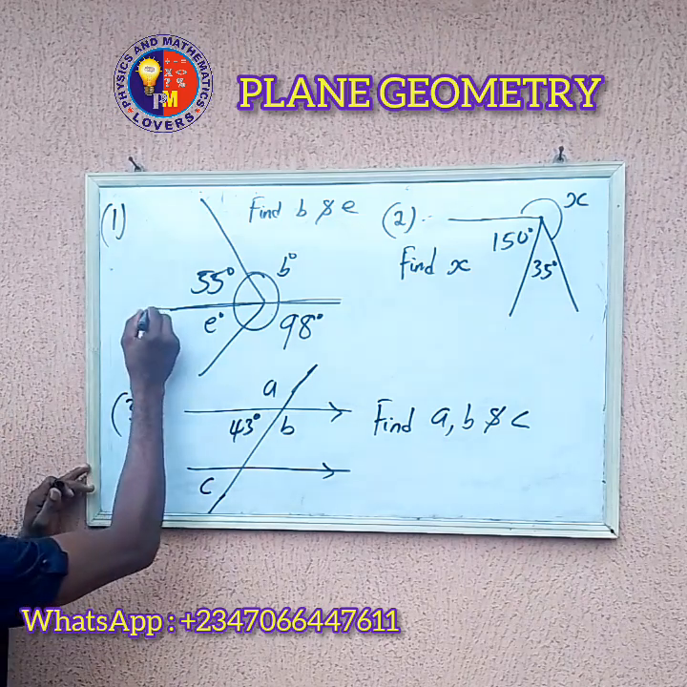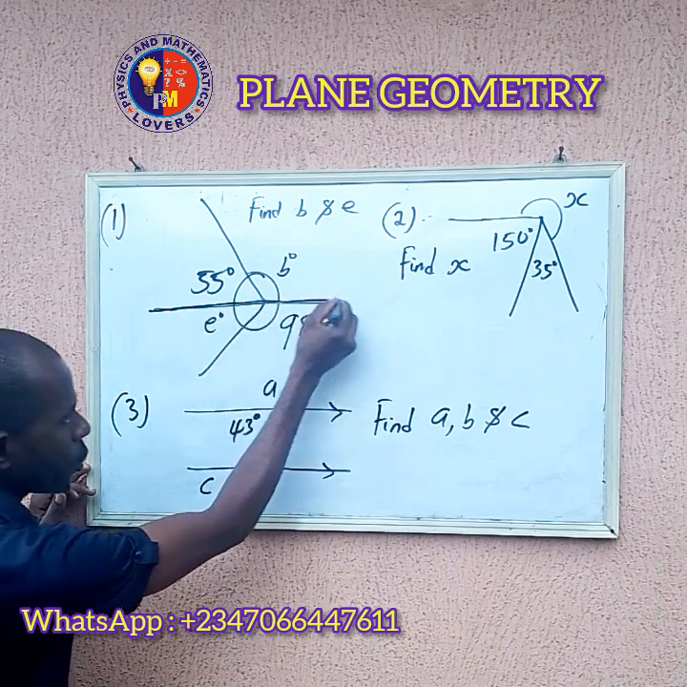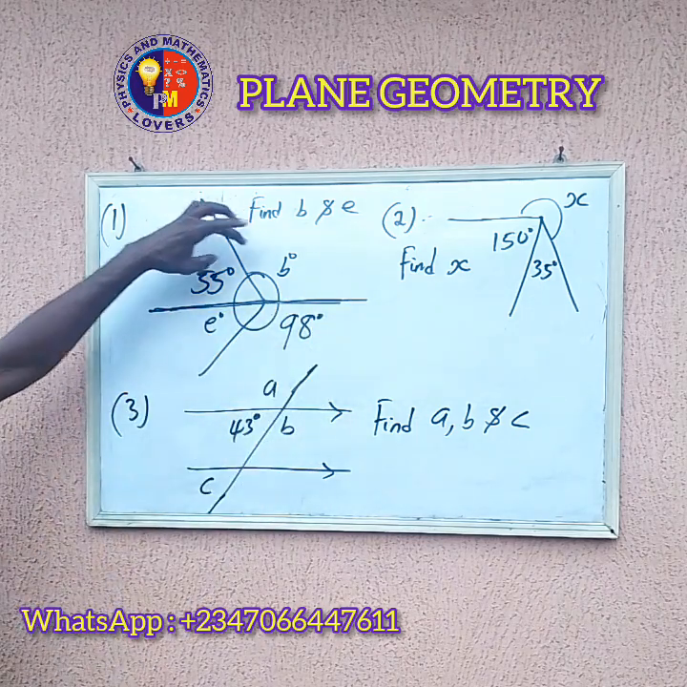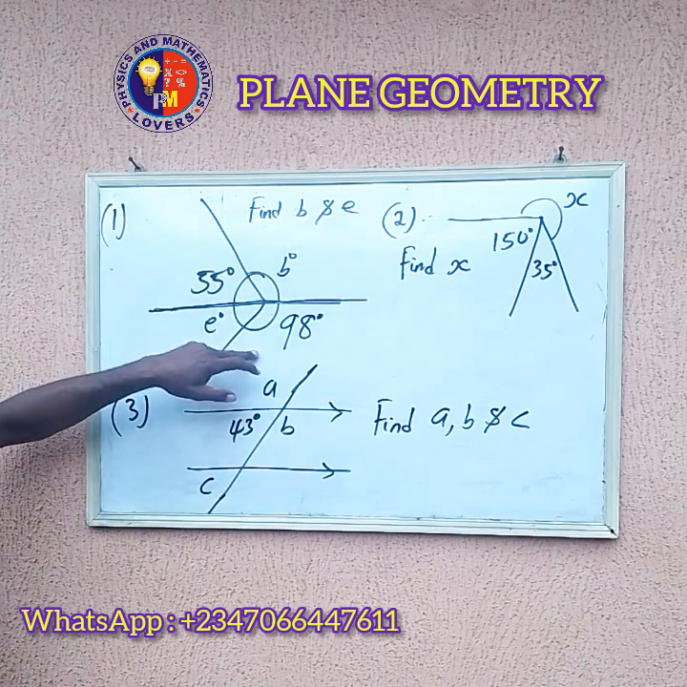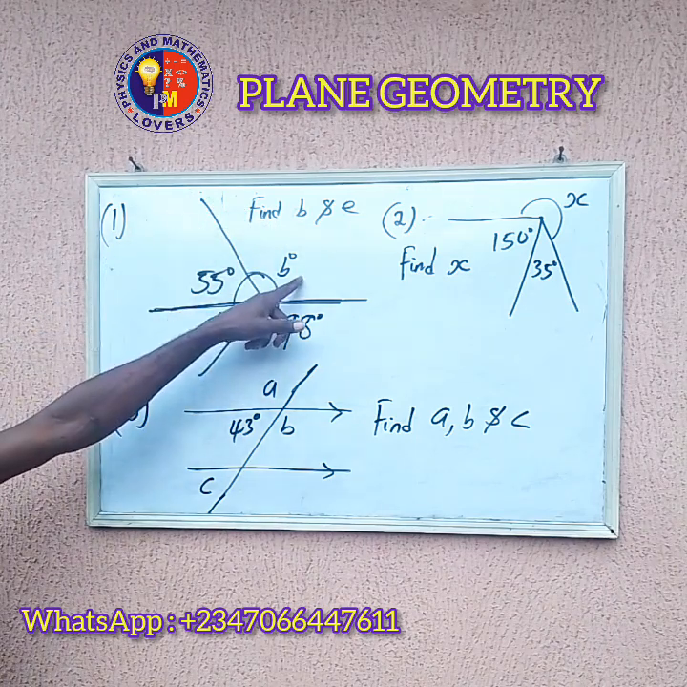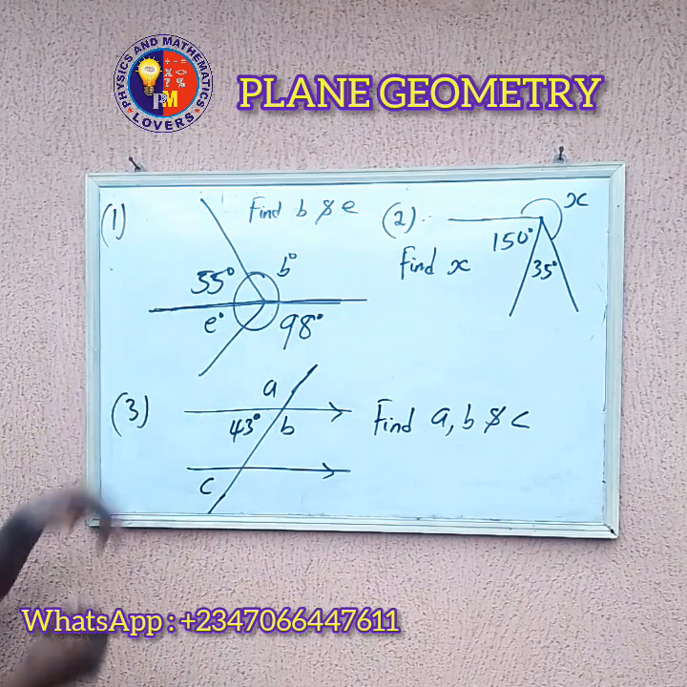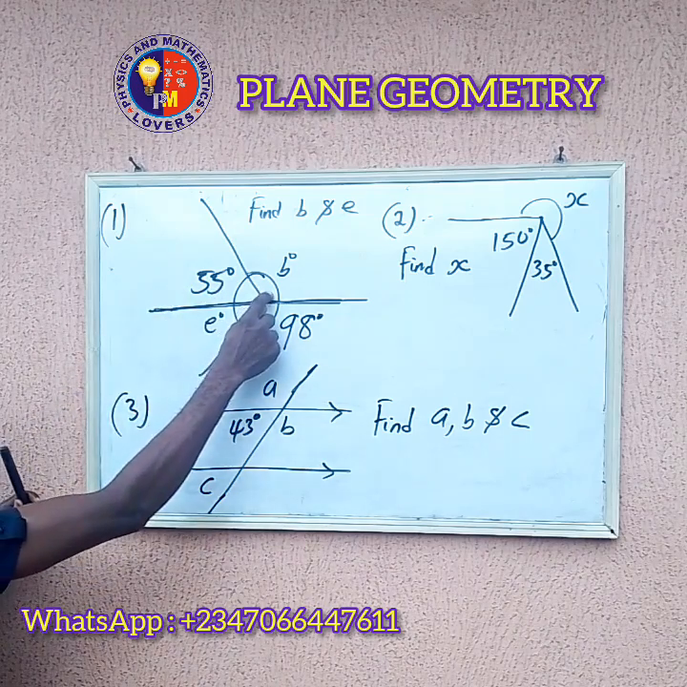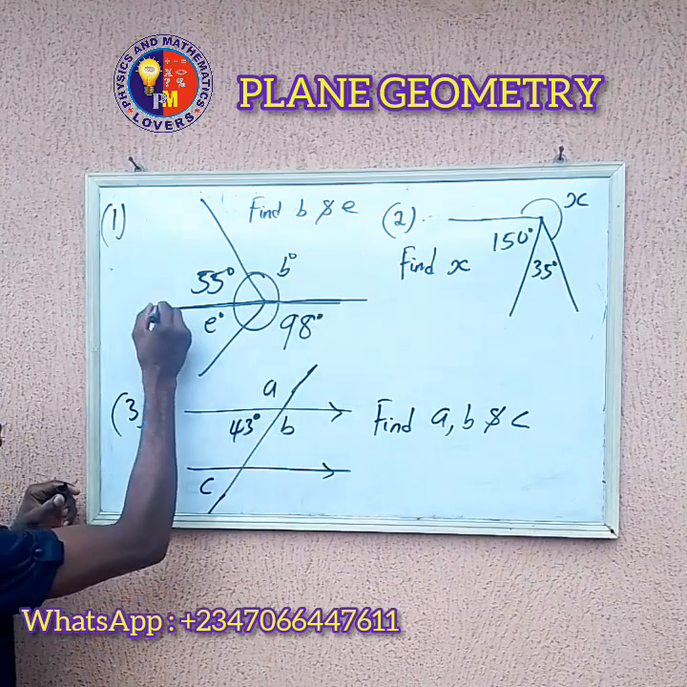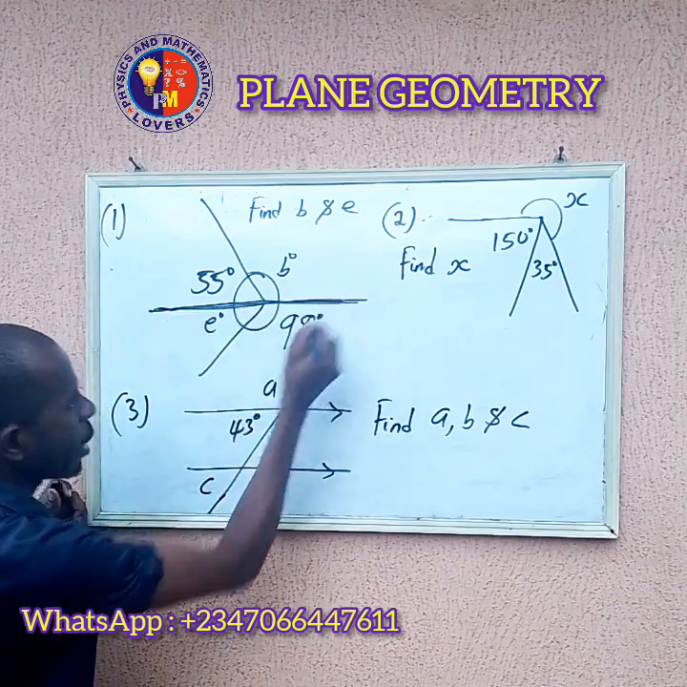Look at this straight line. We have a straight line here, okay? This is a straight line. And now this straight line has the top and beneath. So above the straight line here, we have angle B and 55. Good. So meaning that what? Angle B and 55, they are on this straight line. So we have straight line angles.